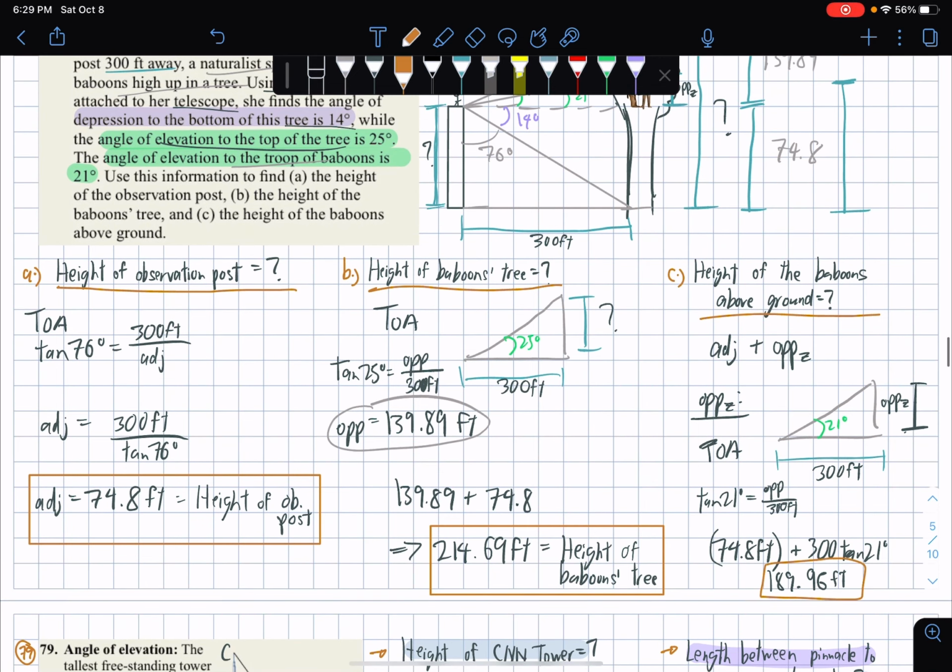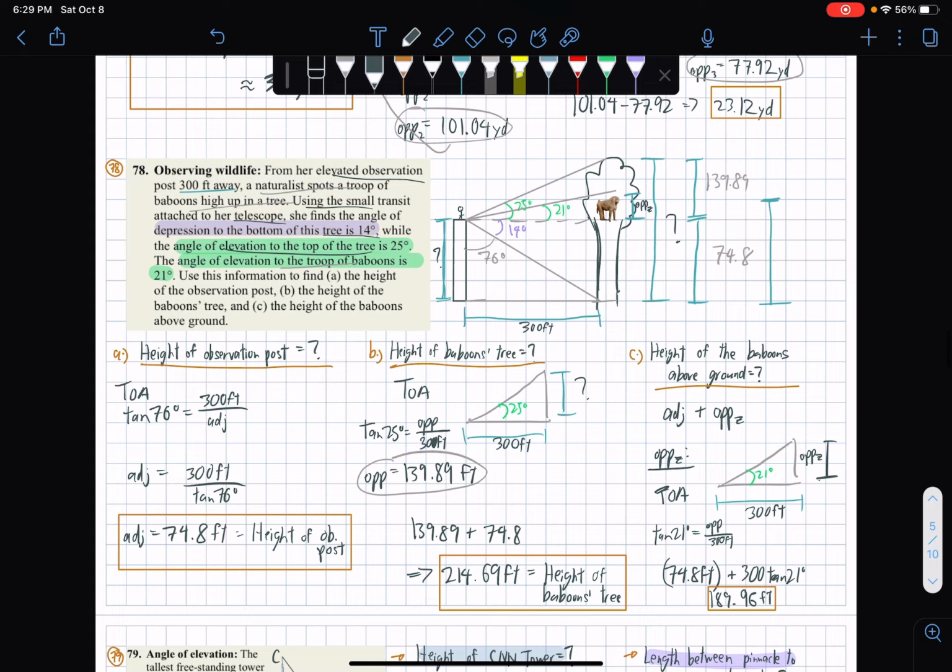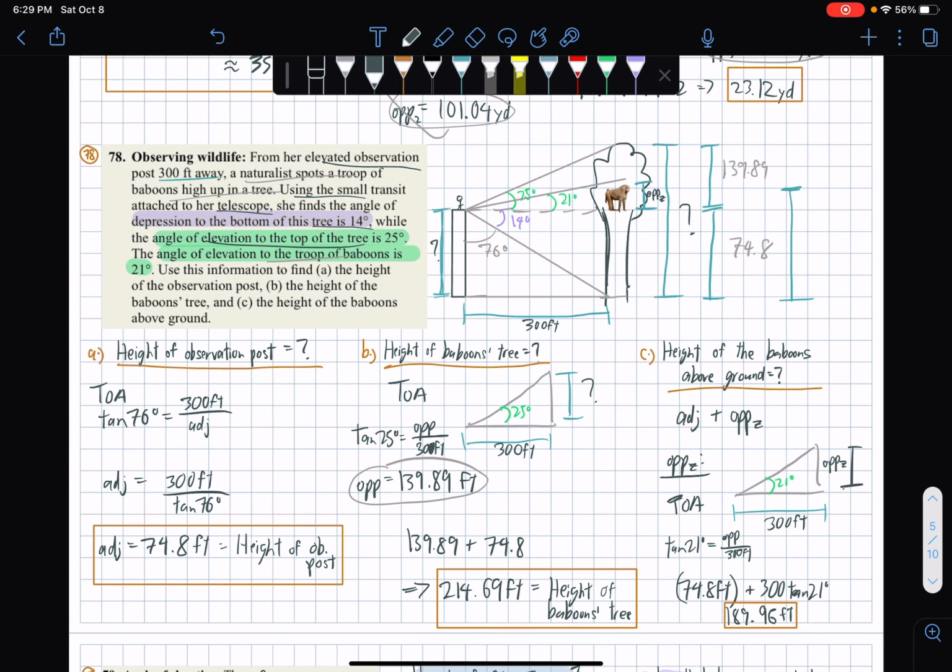We've already found the height of the baboons above ground, which is basically 189.96 feet. So, yeah, I think we've finished number 78. It's quite complicated, but if you could understand this, then it's going to be easier for you to answer other word problems that share the same strategies in terms of how you're supposed to solve them.